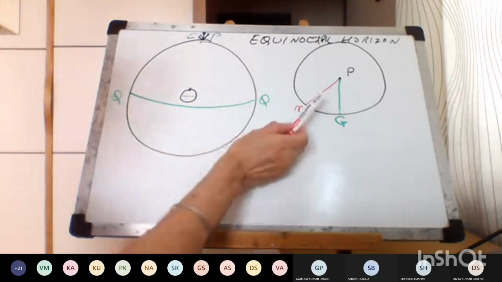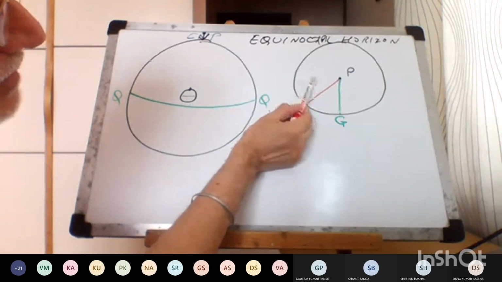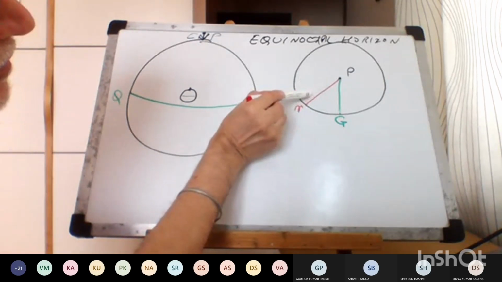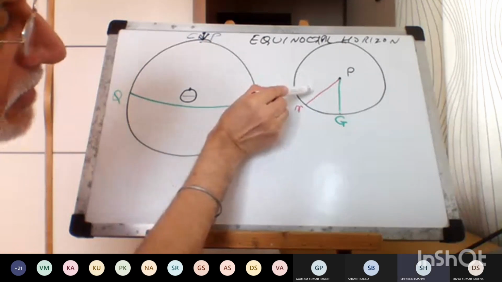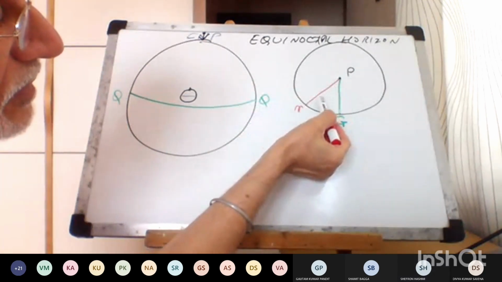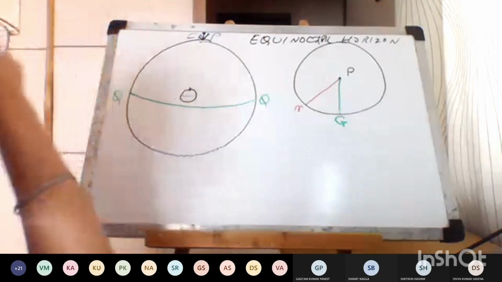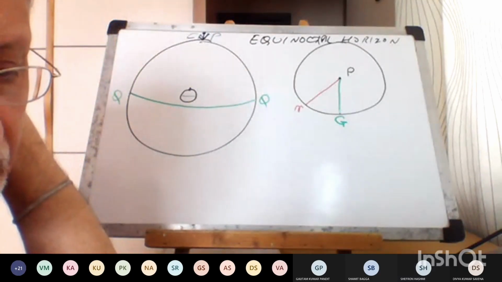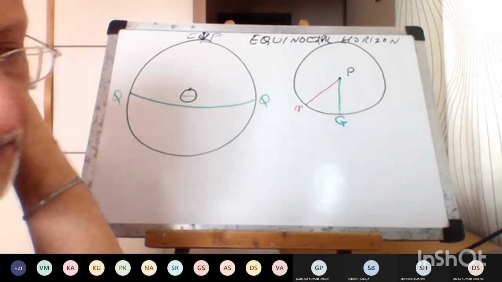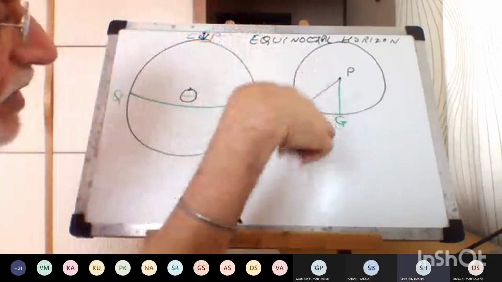So if I go westward of Aries, what do I get? SHA, sidereal hour angle. Very good. And if I go eastward of the first point of Aries, RA, right ascension. So SHA plus RA is equal to 360. Very good.